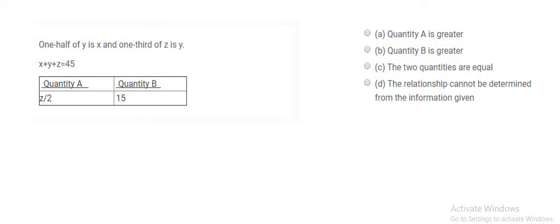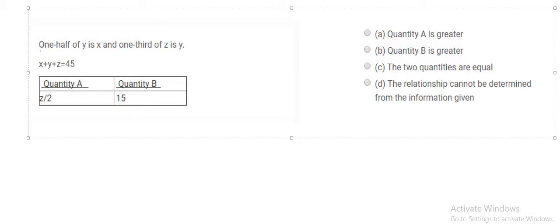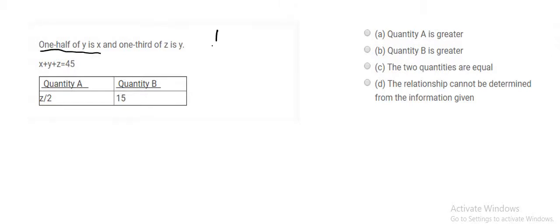We're going to solve another arithmetic problem and compare the quantities. So in this problem, the relationship between x, y and z is given. In the first piece of information, it says that 1/2 of y is x, or we can write y is equal to 2x. So that's information number 1.